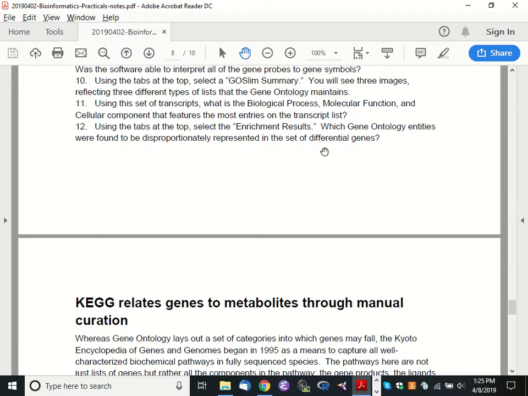All right. We next want to see a GOSlim summary. A GOSlim summary. I'm going to come back to your laptop again. All right. So we're looking at enrichment results. Have they changed the interface so much that GOSlim summaries are no longer here? That's the load job summary. Oh, yes, yes, yes. GOSlim summary for the user uploaded IDs. Thank you for that.